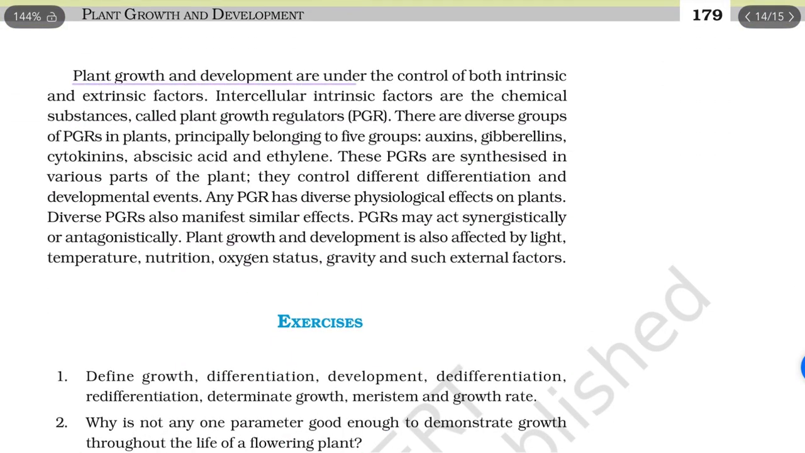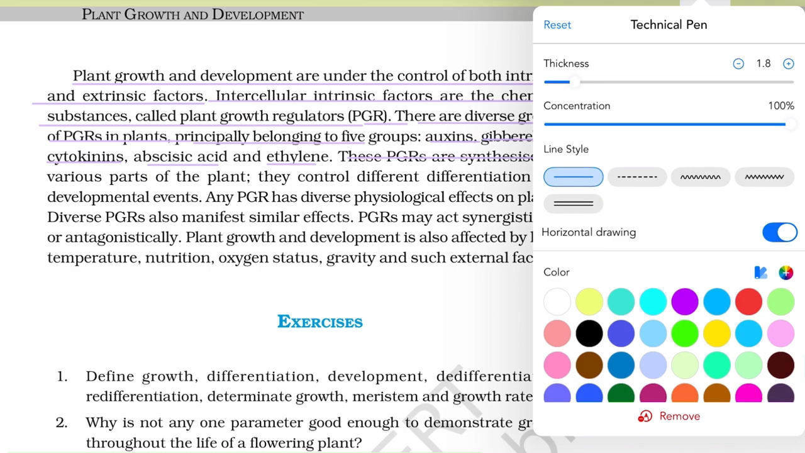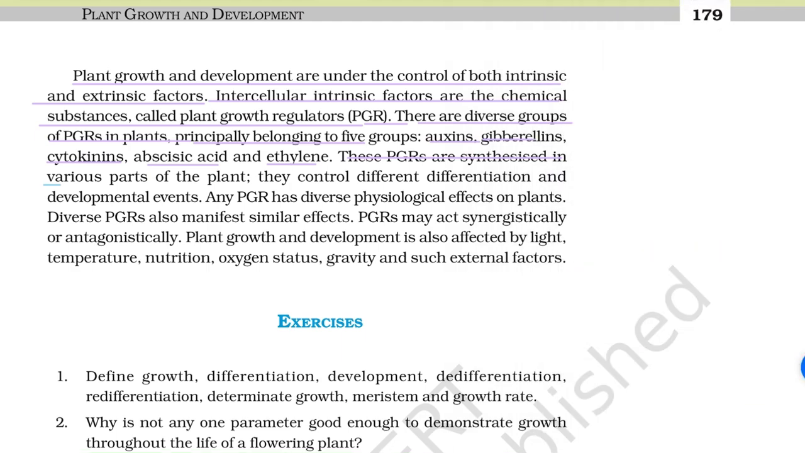Plant growth and development are under the control of both intrinsic and extrinsic factors. Intercellular intrinsic factors are the chemical substances called plant growth regulators, PGR. There are diverse groups of PGR in plants, principally belonging to 5 groups: auxin, gibberellin, cytokinin, abscisic acid, and ethylene. These PGRs are synthesized in various parts of the plant. They control different differentiation and developmental events.